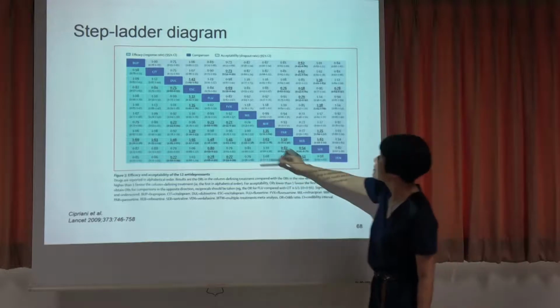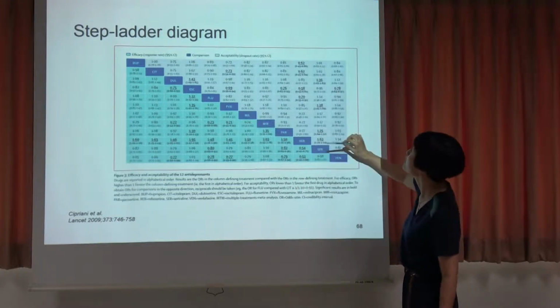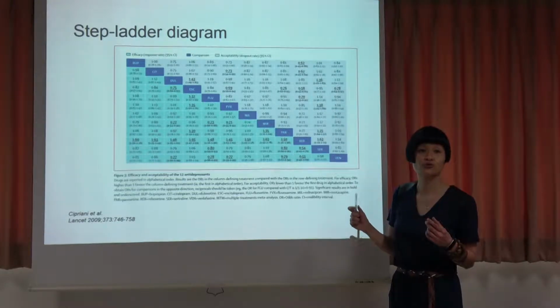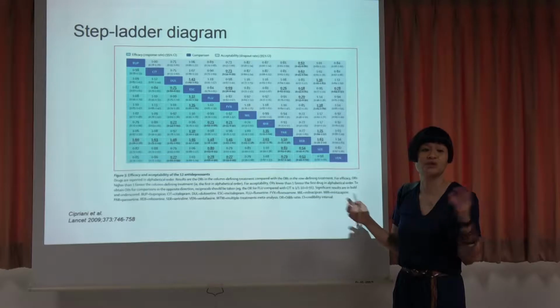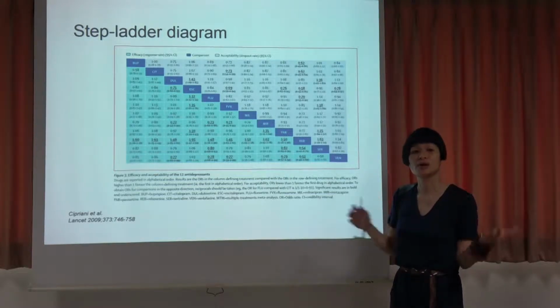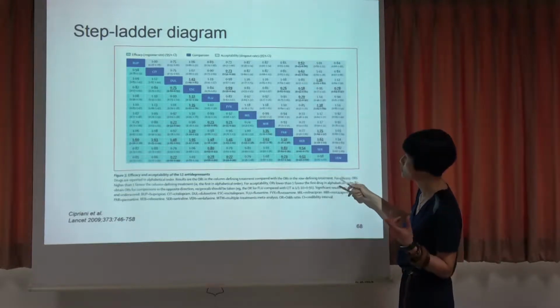So here, down this way is the response rate. This is one outcome. The second outcome up here is acceptability. So this diagram is able to show the results of 2 outcomes. Because in meta-analysis, you don't always just look at a single outcome. You might be extracting data from multiple outcomes. And so this diagram allows you to look at 2 outcomes.